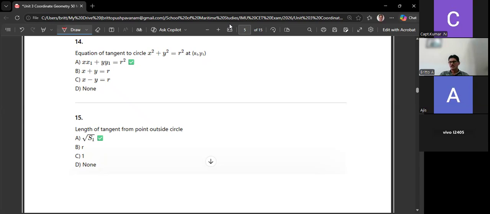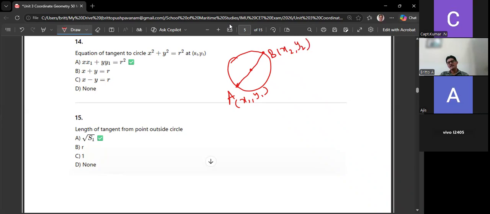Then there is one more equation that I didn't tell you. If the two end points of a diameter of a circle are given, consider this a circle. Here is the center. If these two points are given, point A you can write as (x1, y1), and this point you can write as (x2, y2).